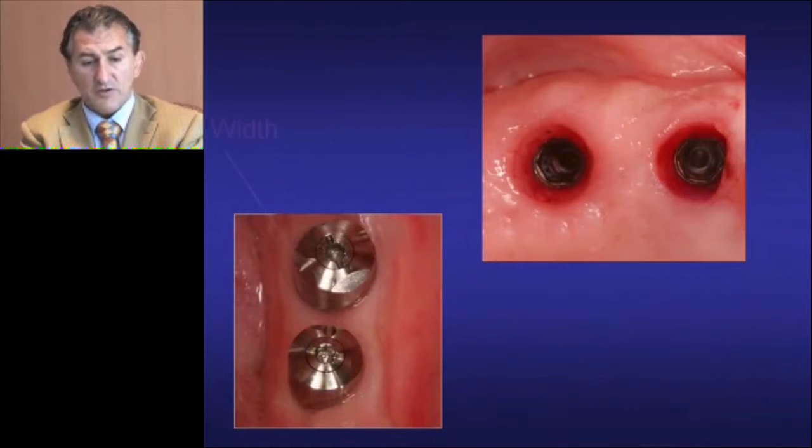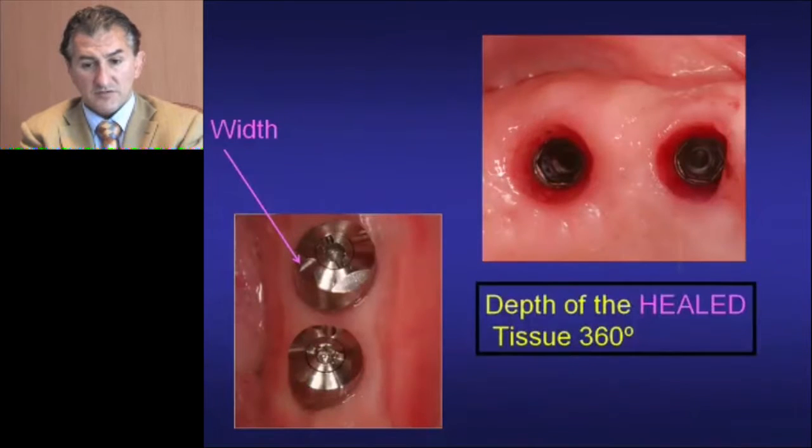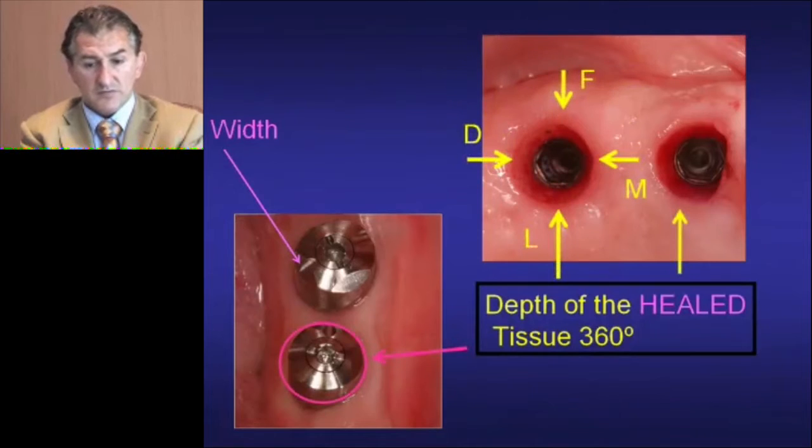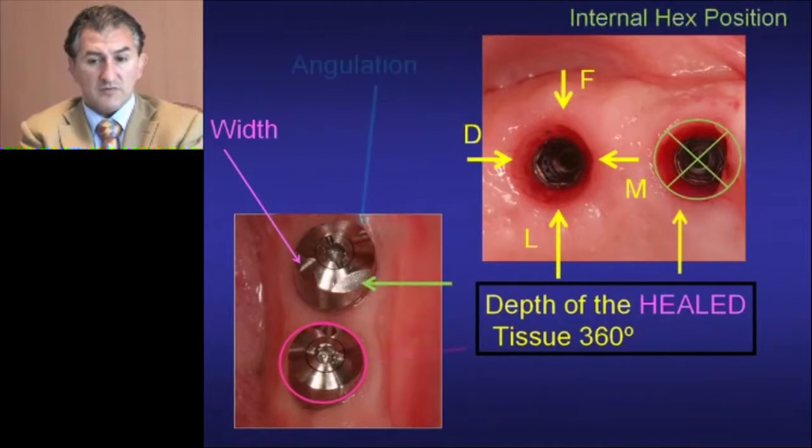To reiterate the point, the width, the depth of the healed tissue in a 360-degree fashion from the mesial, facial, distal, lingual, and the healed tissue, and also the angulation and the internal hex position. So all these pieces of information are captured by the Encode abutment.